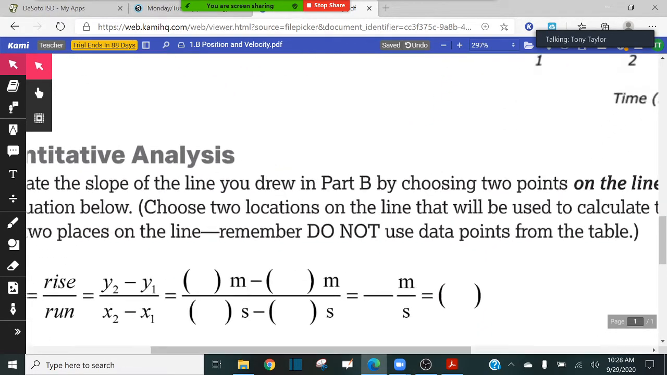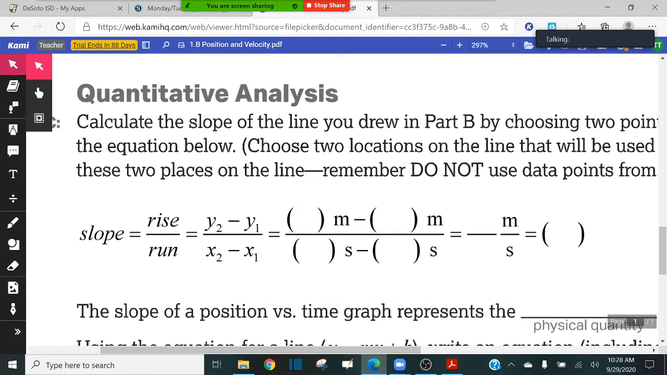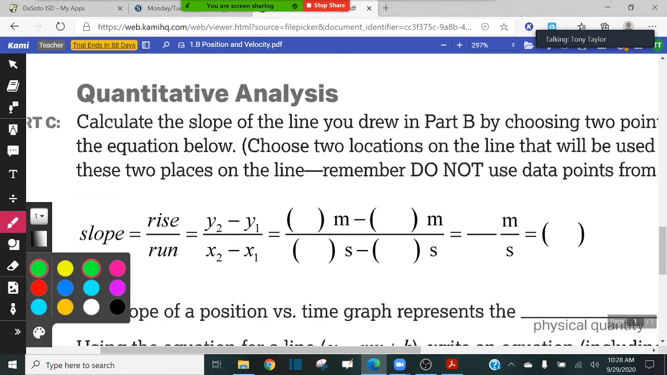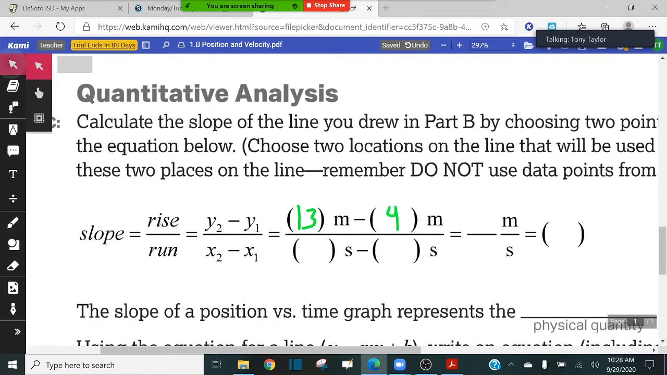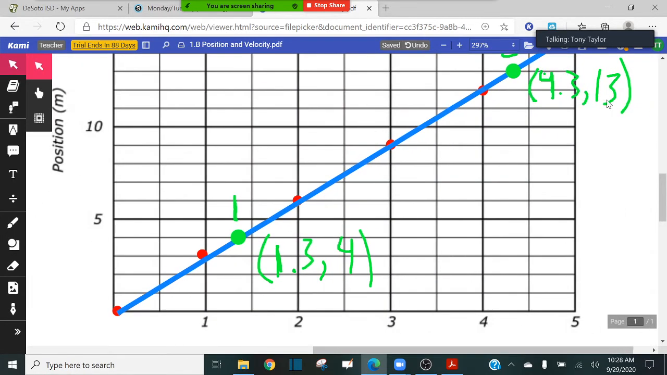Okay. And so, guys, just plugging in those values. Notice we're plotting meters on the y-axis, so that's why we have meters there for our units. So y2, remember from above, the second y value was 13. From above, the first y value was 4, right? And you guys should be able to see that here, right? So y2, which is 13, minus y1, which is 4.